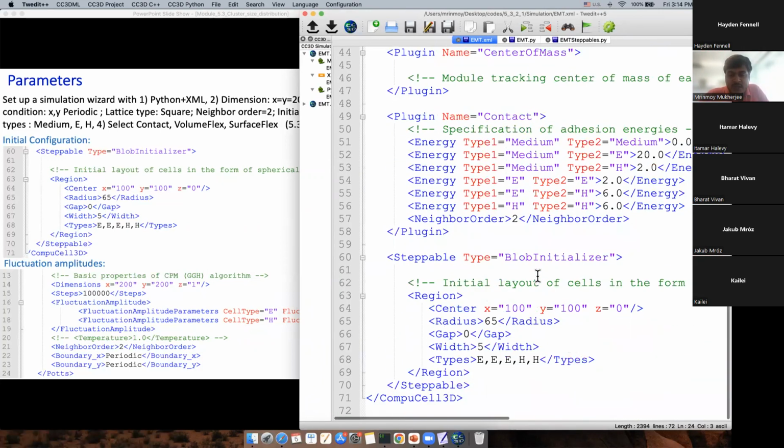So now if you go to the end of the XML file, we have to create the tumor as the initial condition. Because the box size was 200, we'll put the center of the tumor at 100, 100, and Z equal to 0. We'll choose a radius of 65, no gap, 0. And each cell we will choose width as 5. That means this is a square of dimension 5, so you can think of its area as 25.